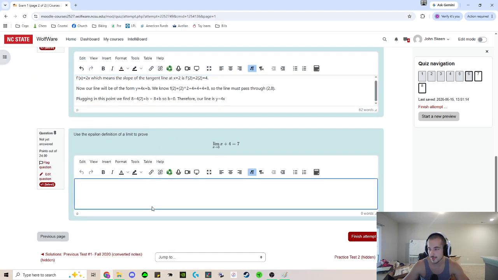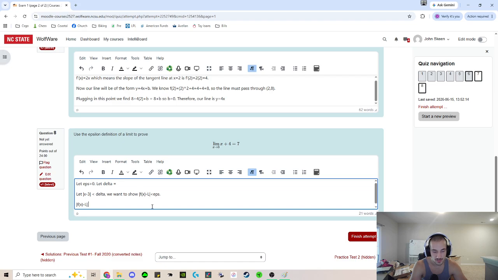Finally, we've got the epsilon definition. When you're doing an epsilon definition, always say, let epsilon be greater than 0. Let delta equal something. We're going to do that later. So we say, let the absolute value of x minus the limit point be less than delta. We want to show that the absolute value of f of x minus L is less than epsilon, right?